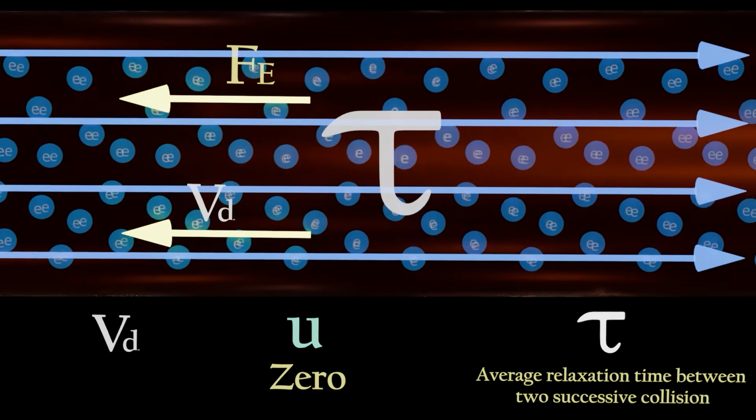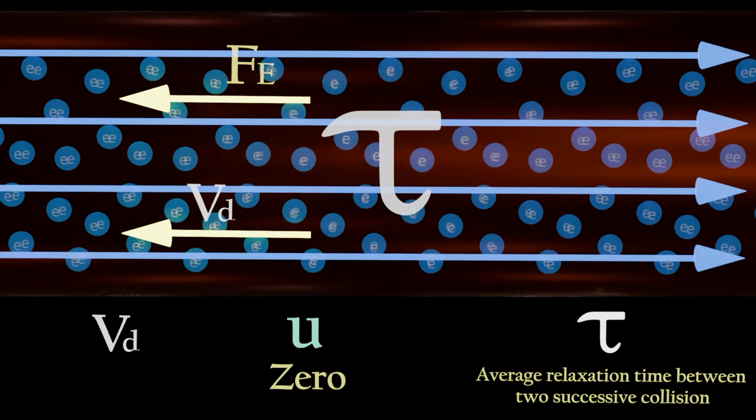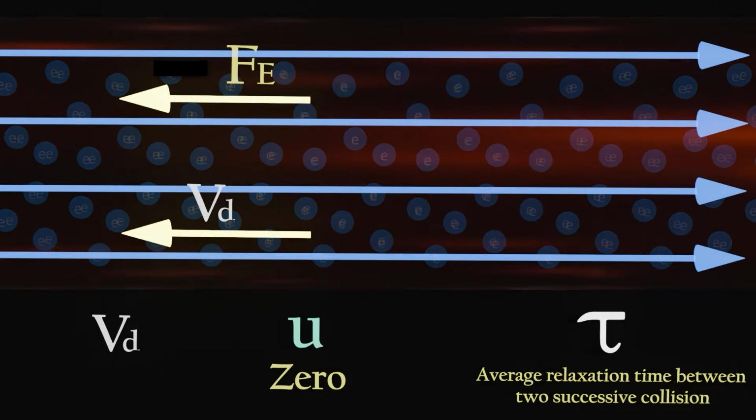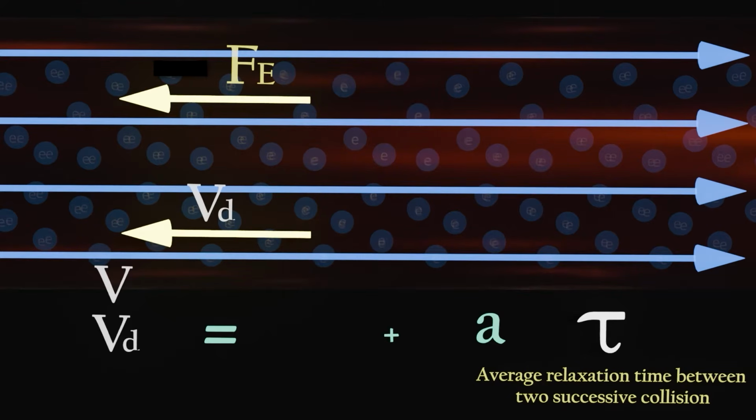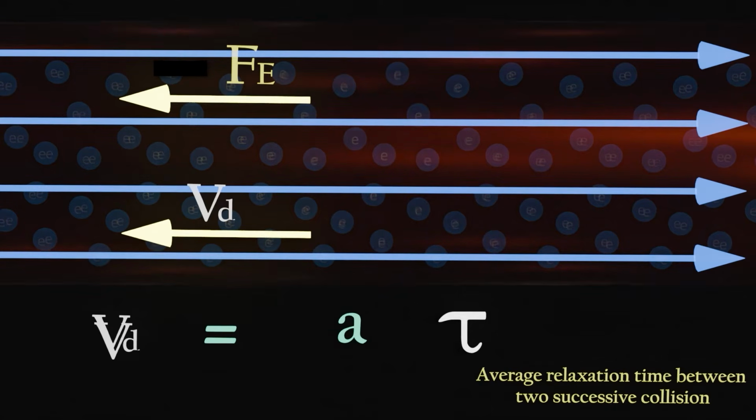Alright, then let's move to the final part of the derivation. Now, we know the basic formula v equals u plus at, where u is the initial velocity. The time will be the average relaxation time tau, for which the electric force is accelerating electrons with acceleration a. We saw that the average initial velocity before the electric field is applied is 0, because thermal motion is random and has no fixed direction. When we apply the electric field, every electron gains an extra drift velocity in one direction. This average final velocity is called drift velocity and is denoted by Vd.